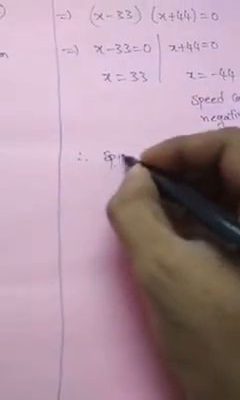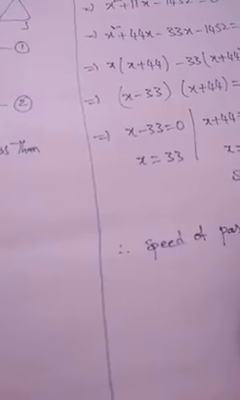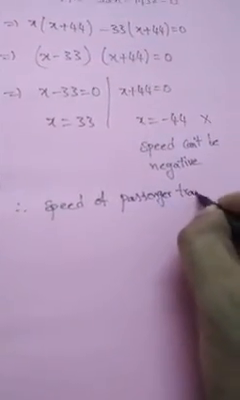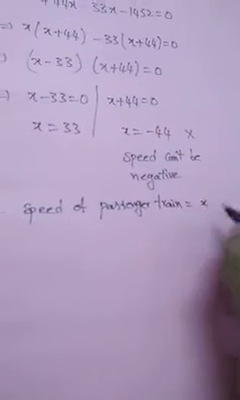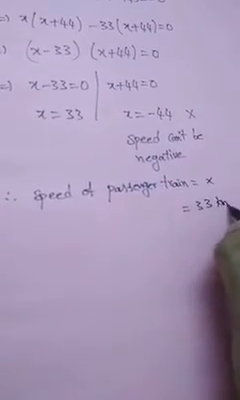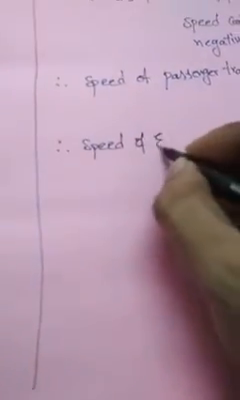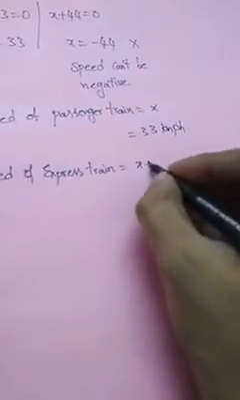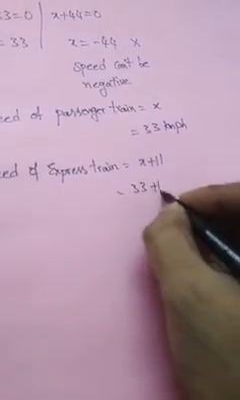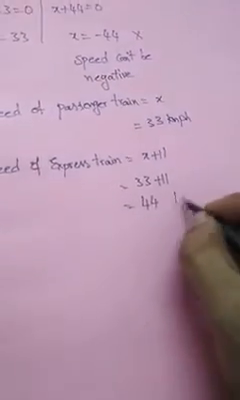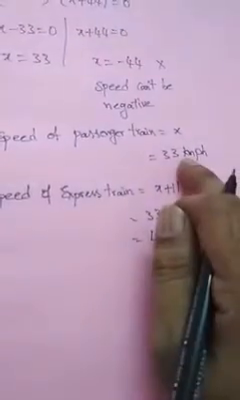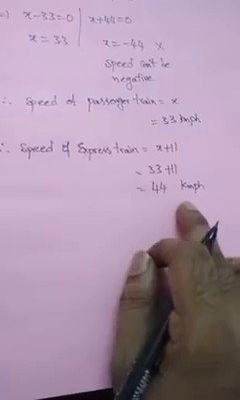Therefore, what is x here? Here we have taken speed of passenger train as x. Therefore speed of passenger train equal to x, that equals 33 kmph. Therefore speed of express train, you have to find out both the train speeds, is equal to x plus 11 equal to 33 plus 11, we will get 44 kmph. So passenger train will move at 33 kmph speed, express train will move at 44 kmph.